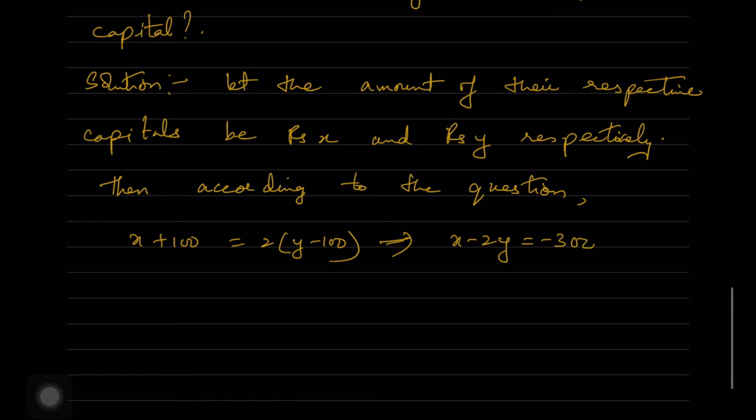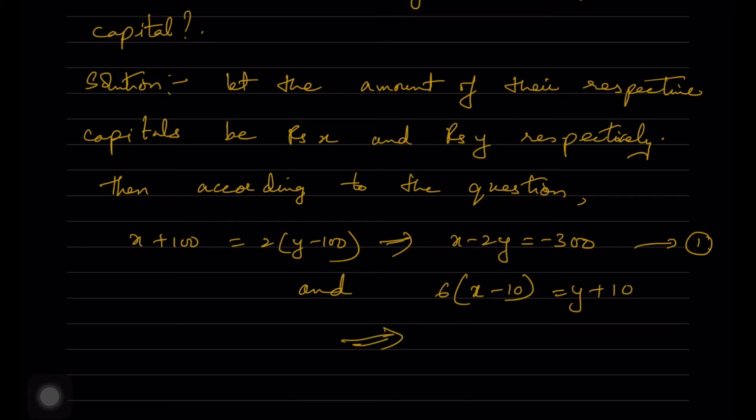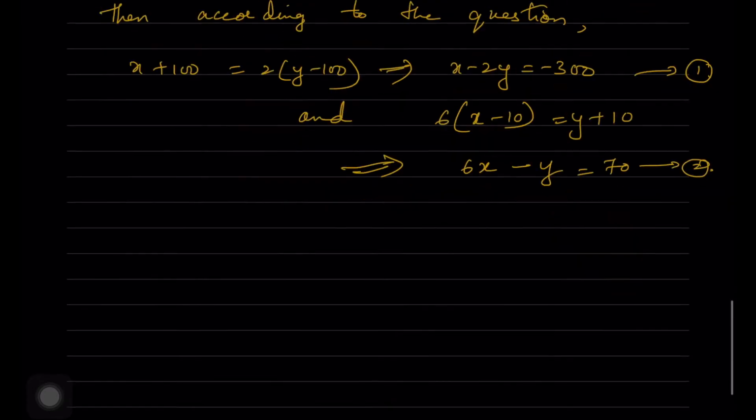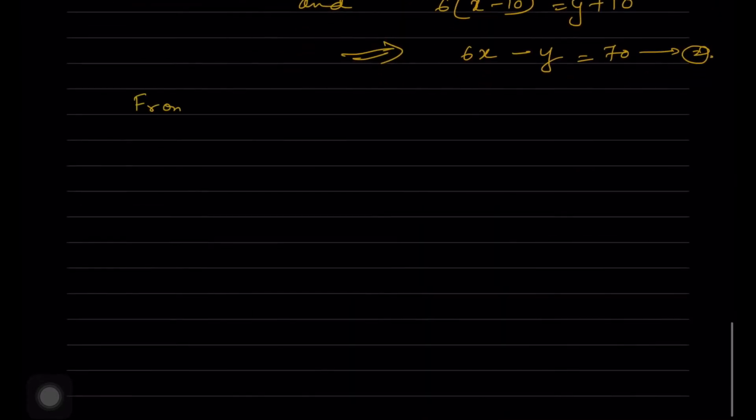That's the first equation. In the second equation, if you give me 10, I shall be 6 times as rich as you. So if you give me 10, you become y minus 10 and I become x plus 10. Then 6 into y minus 10 is equal to x plus 10, which gives 6x minus y is equal to 70.